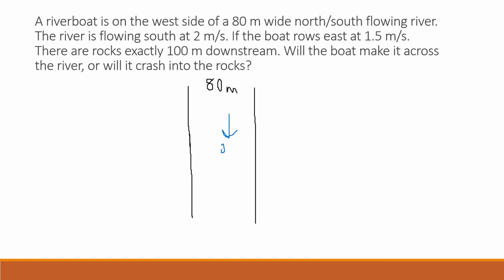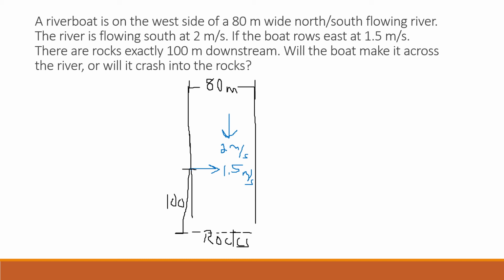Okay, we've just done this. This is not going to be hard. We just did it. If the boat rows east, so it's on the west side, it's rowing east at 1.5 meters per second, and there are rocks exactly 100 meters downstream. Oh, okay, this is new. We haven't had this before. So what I'm saying is that exactly 100 meters below where the boat starts, there are rocks.